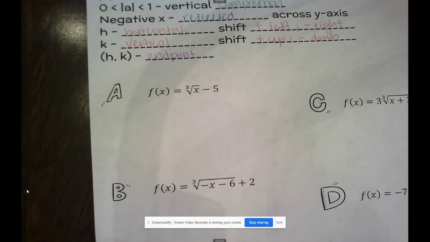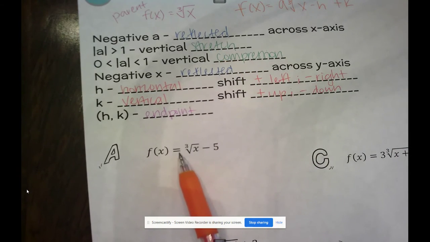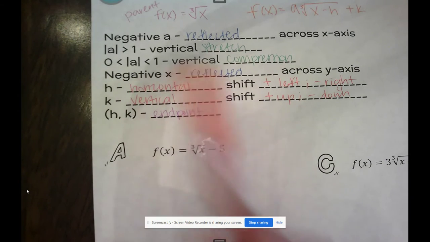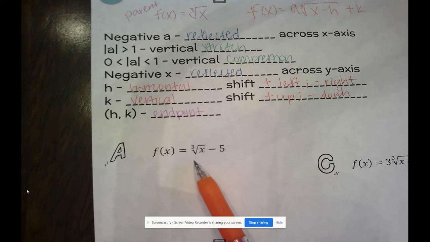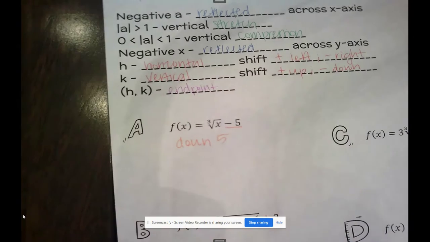Okay, so let's take it just piece by piece to see what happens here. Okay, so negative a. Is there a negative outside here? Nope. Is there an a that is greater than 1 or one that's in between 0 and 1? Nope. Is there a negative in front of our x? Nope. Is there an h, a number underneath our radical? Nope. Is there a k, a number outside? Yep, there is right here. It's negative 5. Remember, that one doesn't lie, so we're going to be going down 5. That's all there is to it.